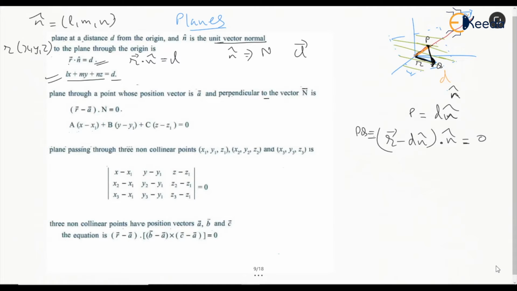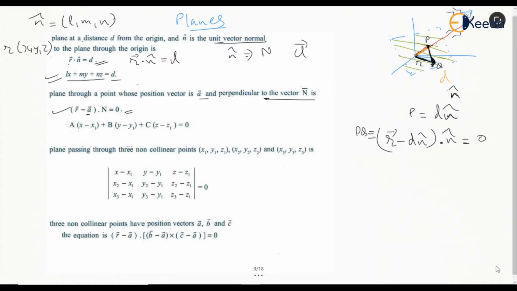And what if the plane is to be through a point whose position vector is a and is perpendicular to the normal vector n? This is very similar to the one we have discussed, so let's not elaborate on this. All you have to understand is that this is a line passing through a, which is already on the plane. So again, instead of taking P, we can take that point to be A, right? The one we were taking P in this case, instead of that we can take A.